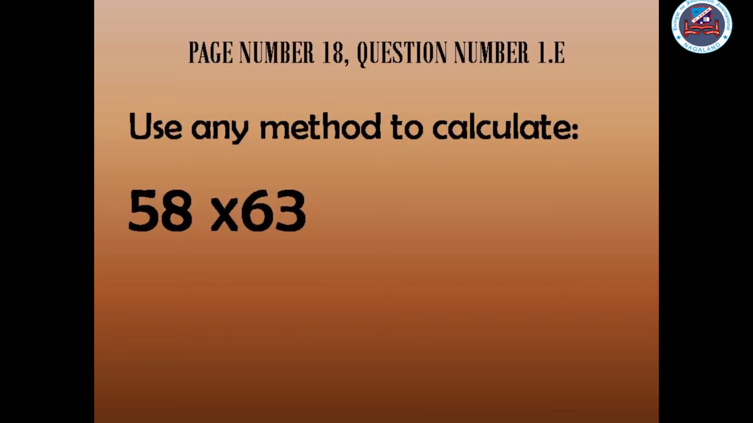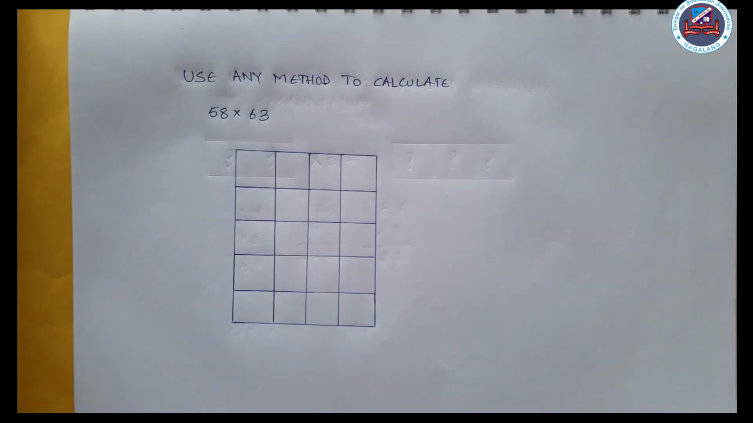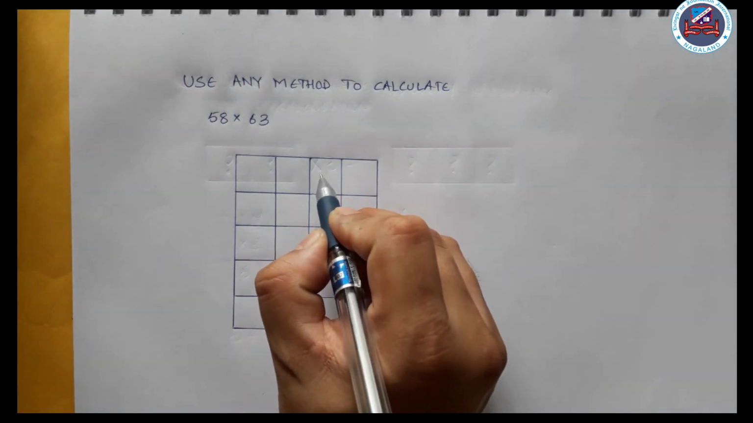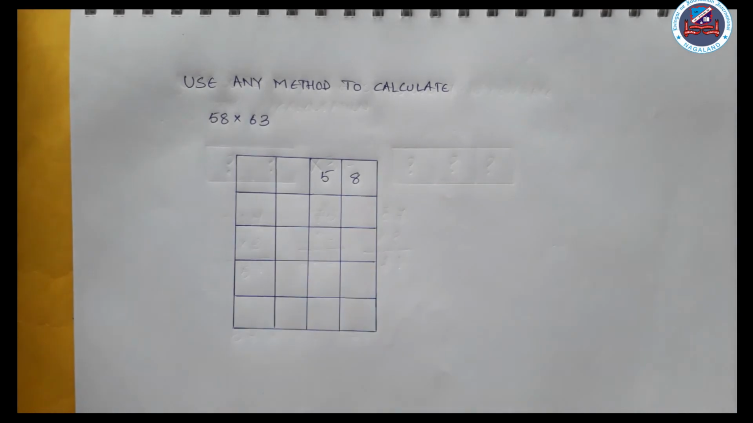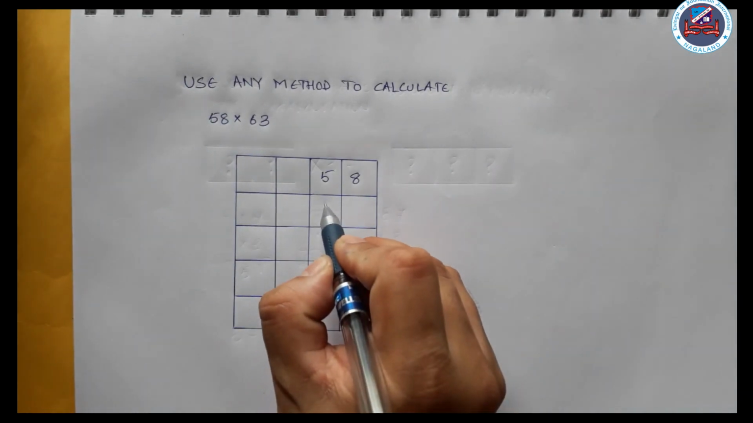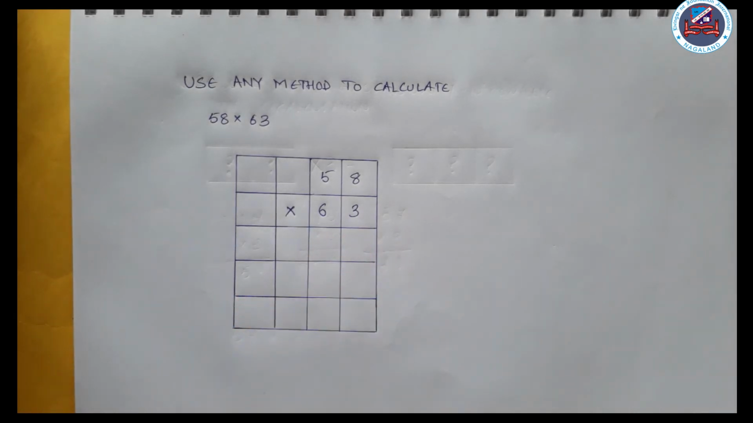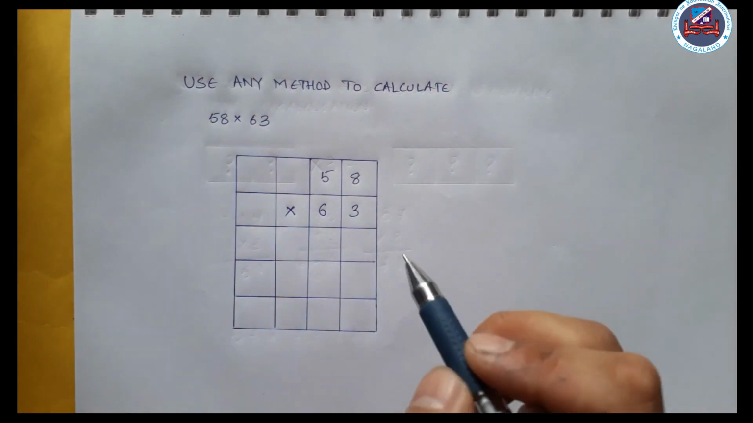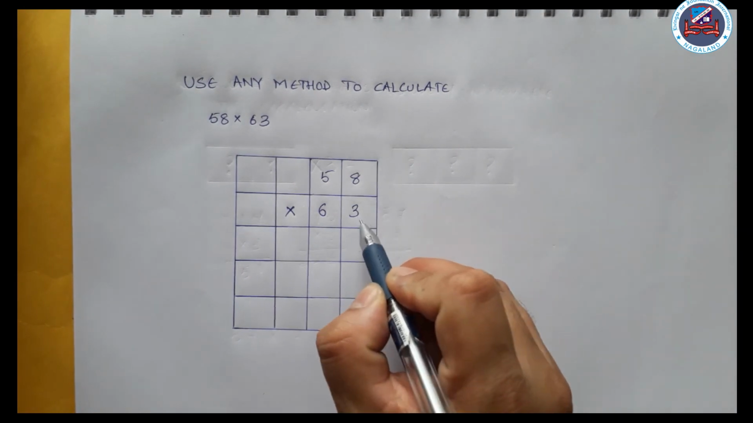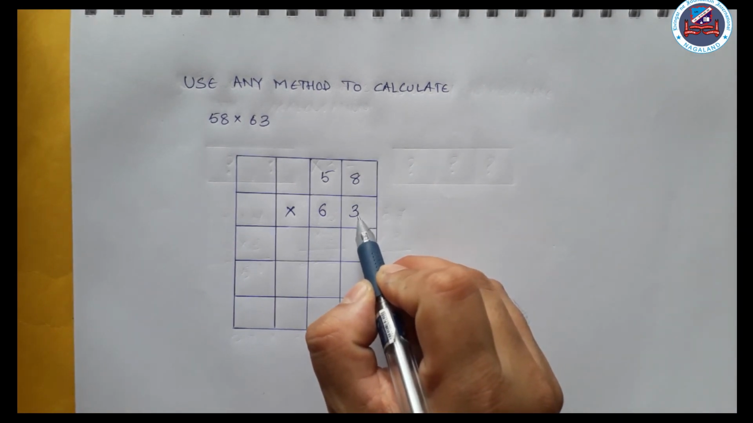Use any method to calculate 58 into 63. So there are two numbers given here which we have to multiply, and there are a couple of ways by which you can multiply. Today I would like to show you one particular method. Now first you write 5 and 8. Then you write 6, 3. Then you put the multiplication sign here.